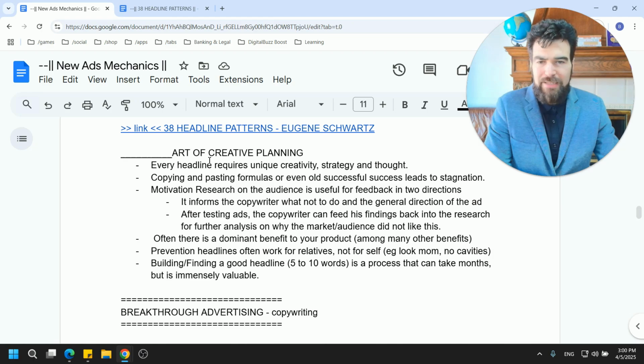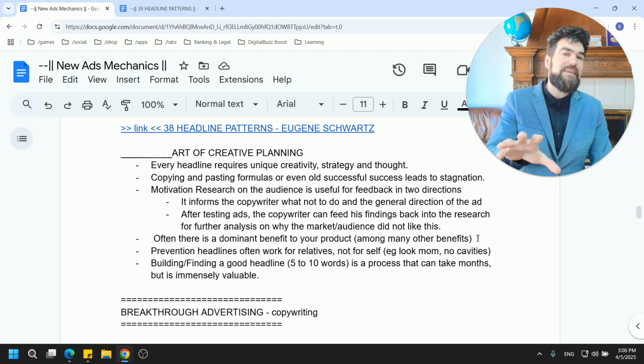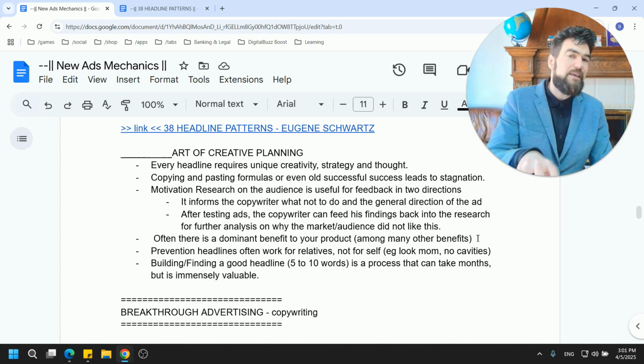Art of creating planning. So every headline requires a unique strategy and thought. Motivation research is important on your audience so that you know what they want. Often there is a dominant benefit to your products. So there might be many benefits, but there might be one benefit that really drives the sales.